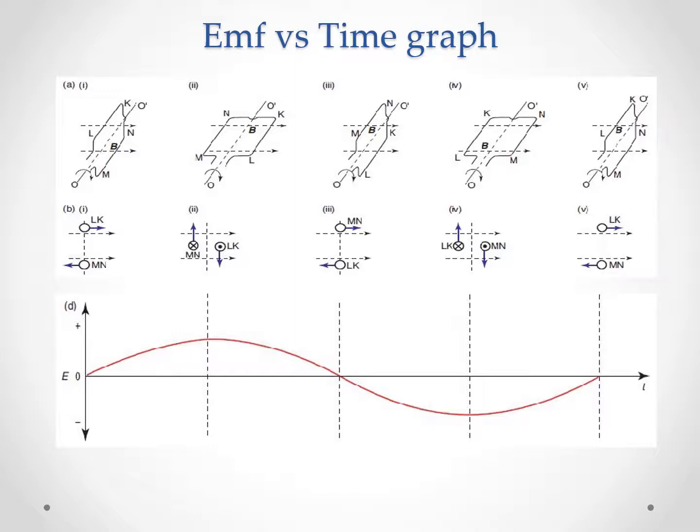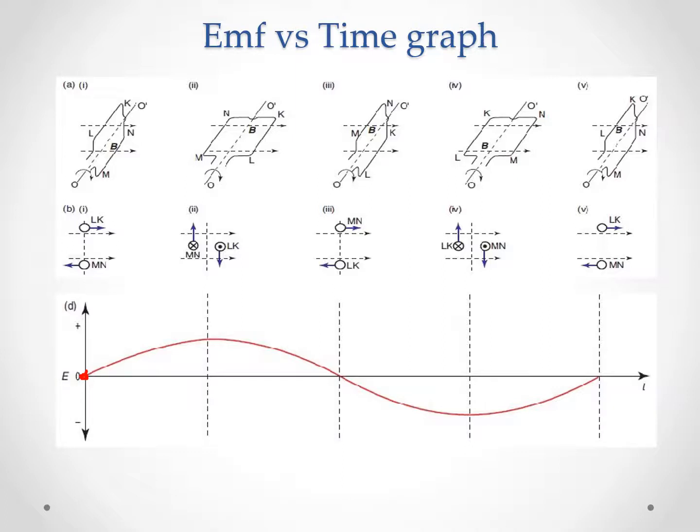So now let us look at the EMF versus time graph. At the vertical position, the rate of change of magnetic flux is 0, and according to Faraday's law, the induced EMF will also be 0 at this point. So in the first picture, the induced EMF is 0.